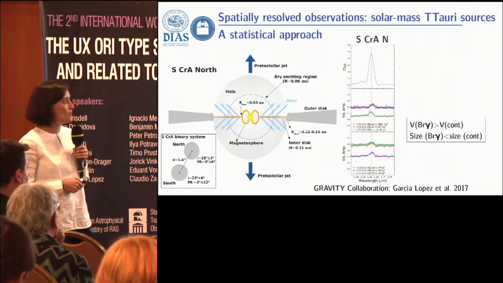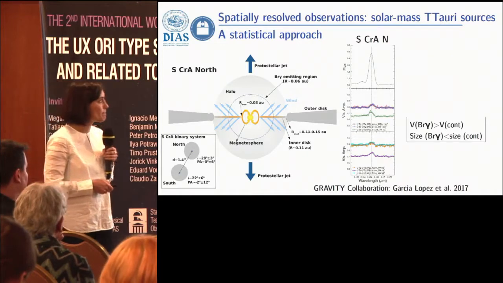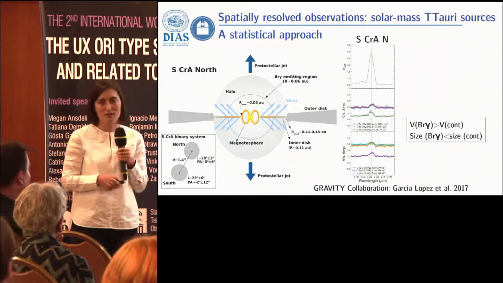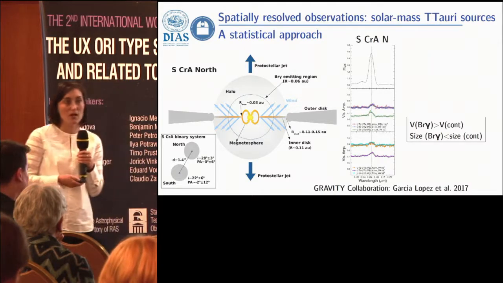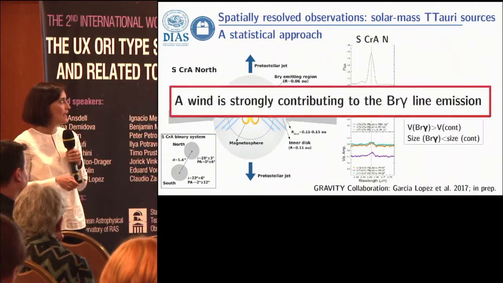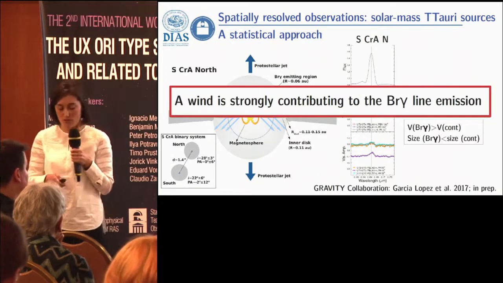So the idea for the source is that even if it's a T Tauri source, and we really believe that the magnetosphere is there, and that there can be a strong contribution to the line from the magnetosphere, a large amount of the Brackett gamma line comes also from extended emission from a wind.